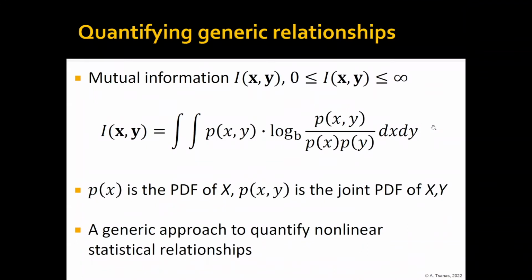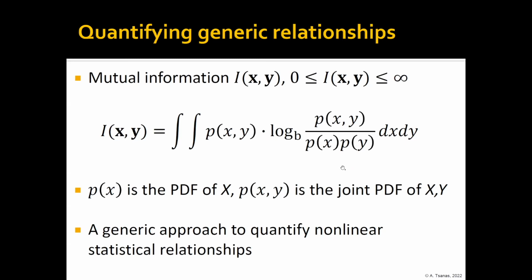Now, moving beyond that, as I said, quite frequently, we may want to work with more generic relationships. And one way to do it is with the mutual information. So the mutual information, as you see here, I of x and y, is essentially defined by this equation. It's the classical equation that you have for the Kullback-Leibler divergence, and it is adapted to give the mutual information.